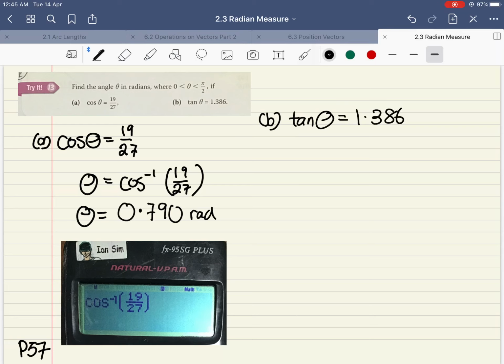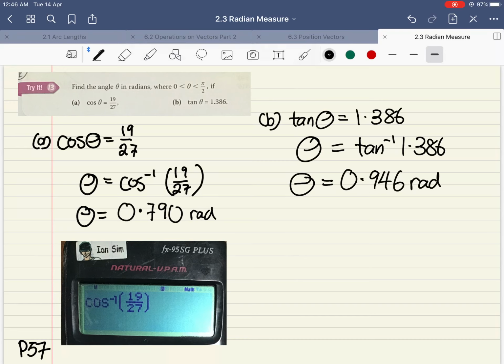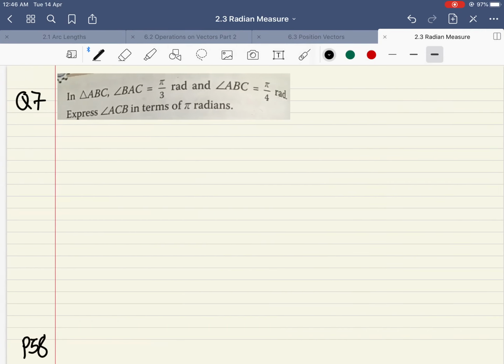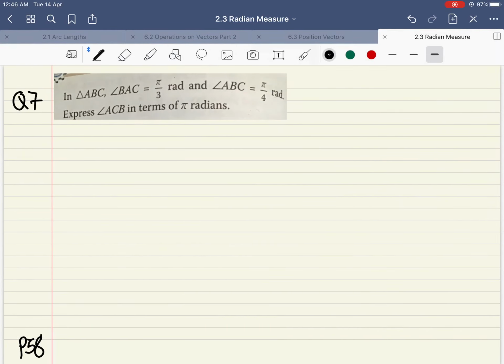If I look at part B, similar idea. If tangent theta is equal to 1.386, theta is inverse tangent of 1.386. Try with your calculator, and what you should get is 0.946 radians.